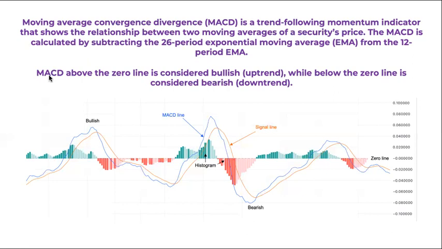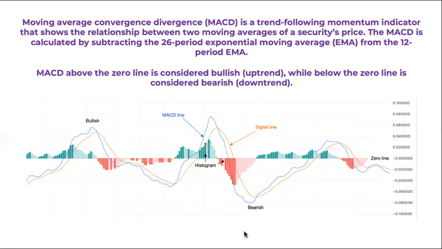The MACD above the zero line is considered bullish, uptrend, while below the zero line is considered bearish. That means the price is going downtrend. So this is how the MACD looks like, and this is where the zero line is. Unlike the stochastic RSI, the MACD doesn't start from 0 to 100. Remember the stochastic RSI? It starts from 0 to 100, correct? But the MACD doesn't, right? It's from the zero line to negative exponential and positive exponential. That means it has no end.